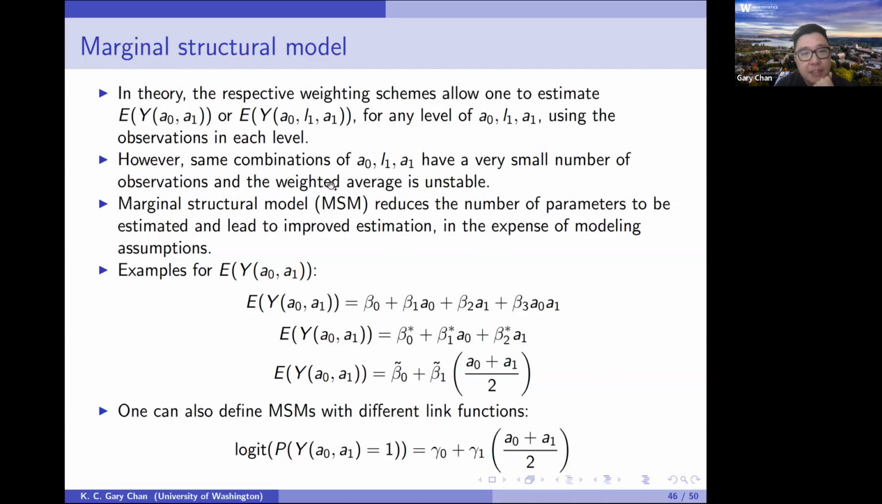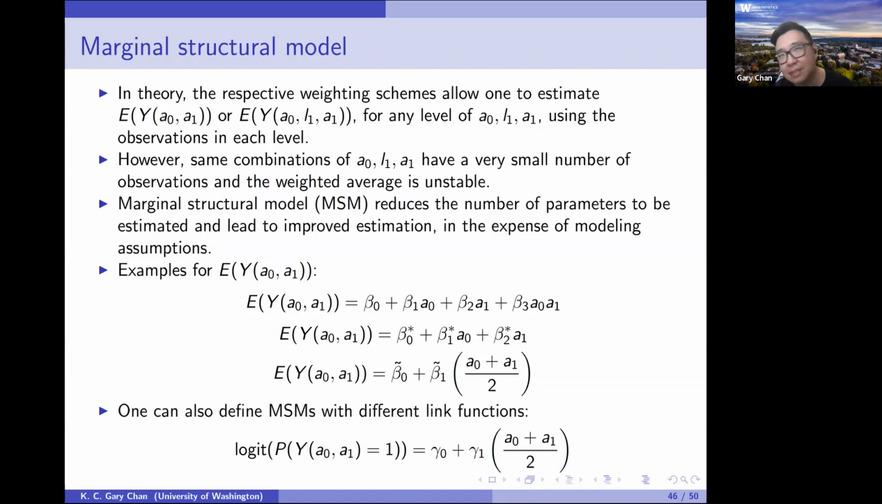So the marginal structural model reduces the number of parameters to be estimated and leads to improved estimation. Of course, there's no free lunch. If you do statistical modeling, you will want to use fewer parameters to capture the main problem, but you might be missing something. This is a very general situation that you are going to face in any regression model, but the idea is the same. You want to use fewer parameters to still answer the main scientific question of interest.